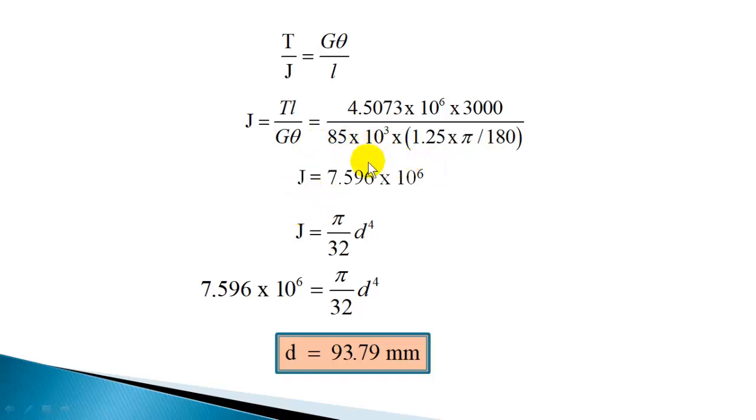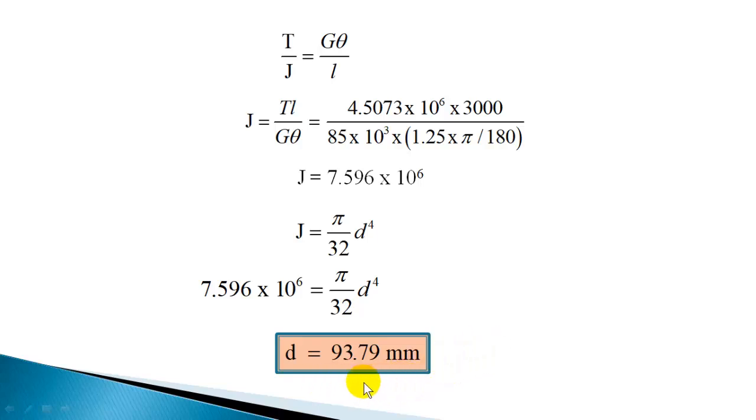Now calculating this, you will get J as 7.596 into 10 raised to 6, and that J for a solid shaft is pi by 32 d to the power of 4. So you can equate this as 7.596 into 10 raised to 6 is pi by 32 into d to the power of 4. Solving this, you will get the diameter as 93.79 mm.